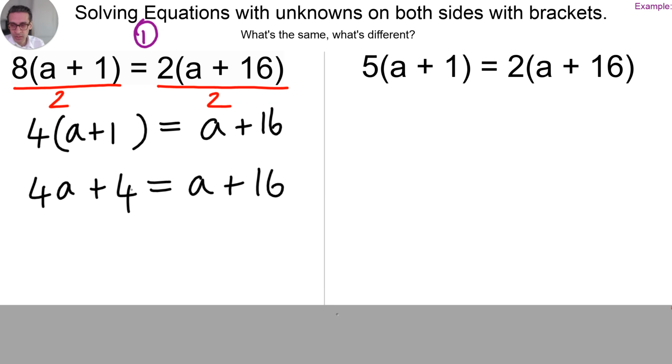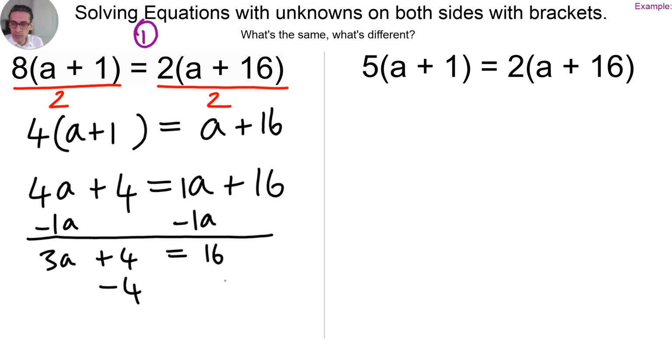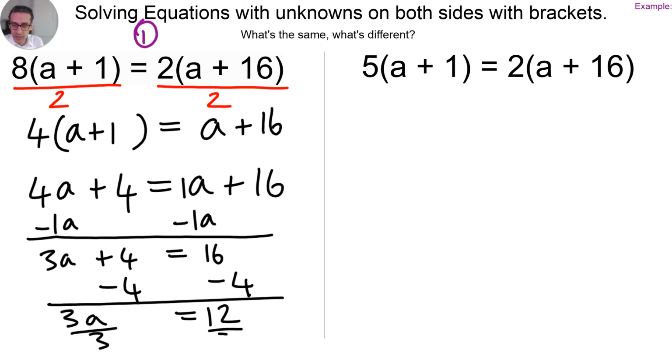We're going to find the smallest unknown. So in this case, it's 1a. So the 0 pair for that would be minus 1a, minus 1a. And that would give us 3a plus 4 equals 16. We're then going to take away 4 from both sides. So that gives us 3a equals, that should say 4, not 14. So 3a equals 16 minus 4 is 12. And then we're going to divide by 3, so a is equal to 4.